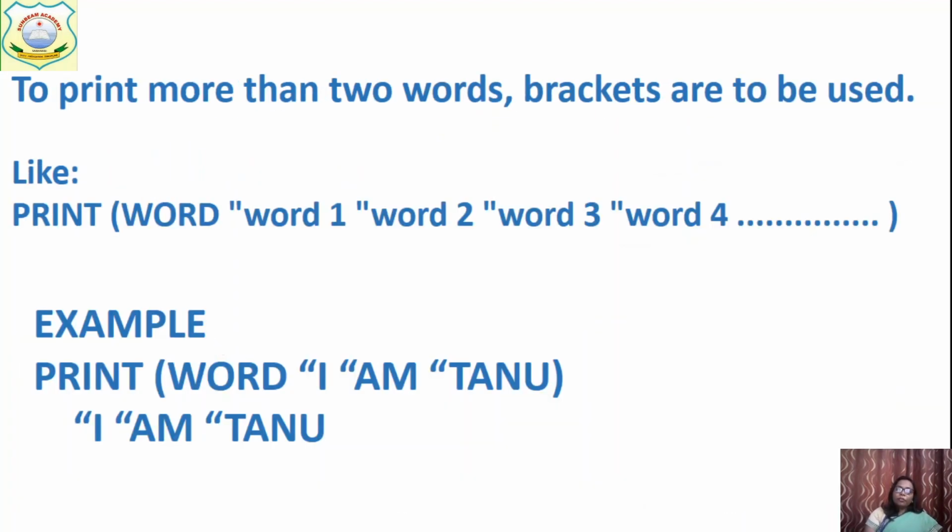One more thing. If you want to print more than two words, what do you have to do? For a single word we have print. For two words we have print word, double quotes first word, double quotes second word. Now the question is, if you want to print more than two words, what will we do? Then you will just put brackets before the word and at the end of it. Print, this is the syntax. Just see, print, then space, then the simple bracket, then word.